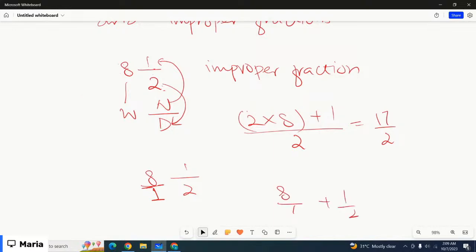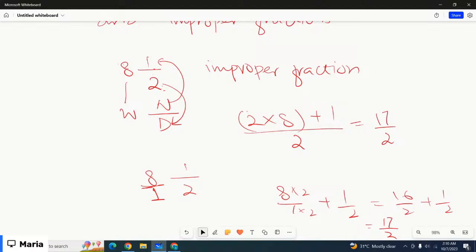You need to make their denominators the same. So you need to multiply this 1 by 2. Just multiply by 2. So it would be 16 over 2 plus 1 over 2. They have the same denominators now. You can add them: 17 over 2, right? So you can use any method that is easy for you.